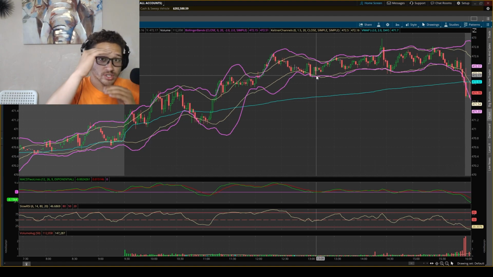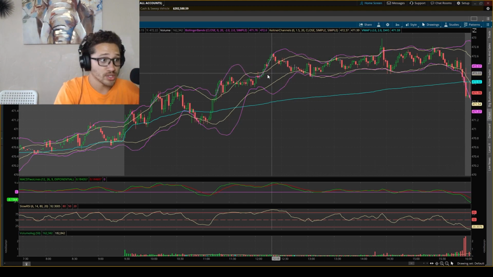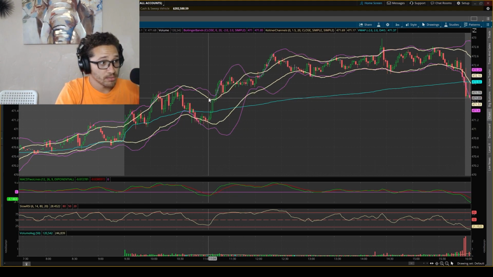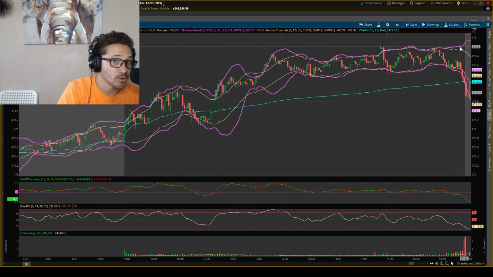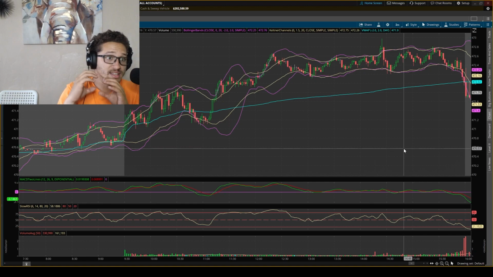The Bollinger Bands are staying compressed. They're not opening. As you can see, this is an opening Bollinger Band curling up. This is a stagnant Bollinger Band. Very static. It's staying in a very specific range.